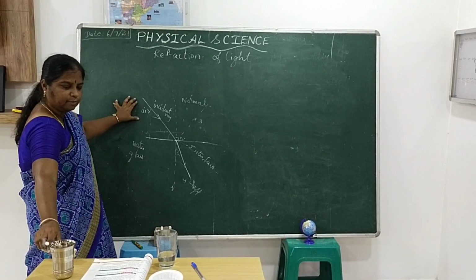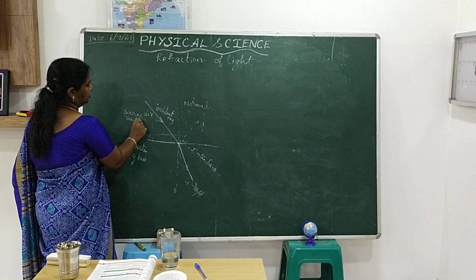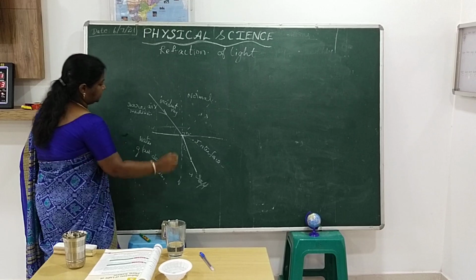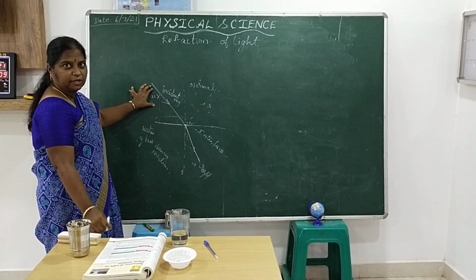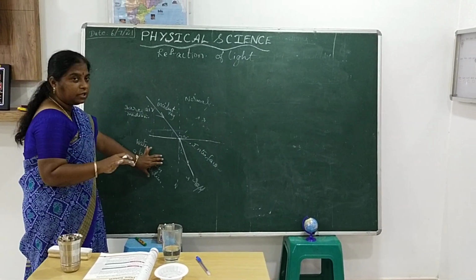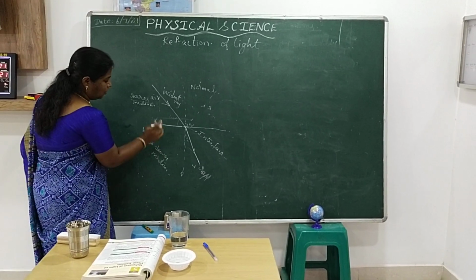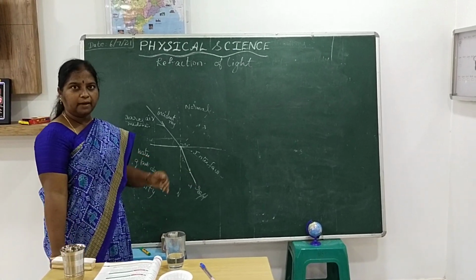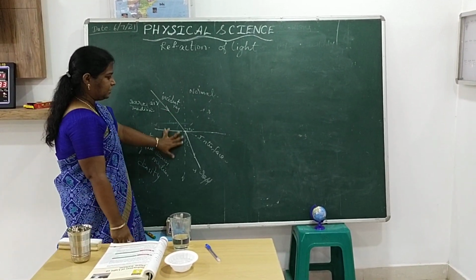So what is this medium now? This is your rarer medium, a new term, and this is your denser medium. Rarer medium means the density is less, optically the density is less. Here the density is more, that means optically the density is more. What is density? Density is nothing but mass by volume. Whatever we are taking, the mass by volume is nothing but density. Okay, it is in this case.